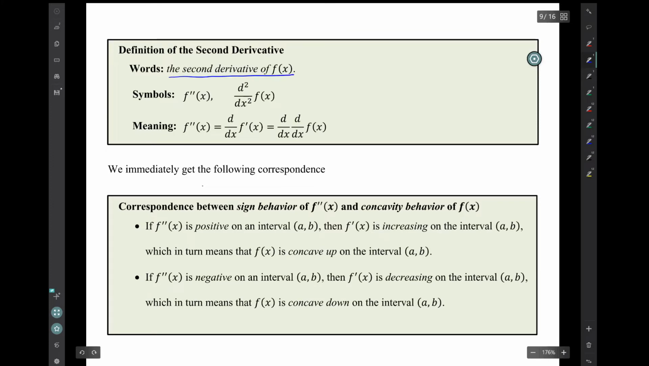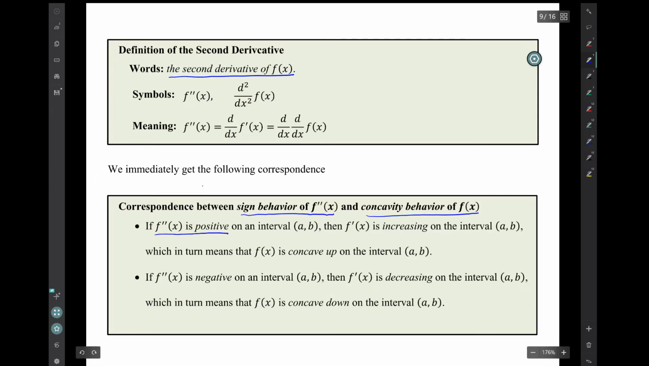The second derivative of a function is denoted f double prime of x, and it's also denoted d squared over dx squared of f of x. And what it means is this: f double prime is the derivative of f prime. In other words, d/dx of d/dx of f of x. So now we can talk about the correspondence between the sign behavior of f double prime and the concavity behavior of f. So here we go.